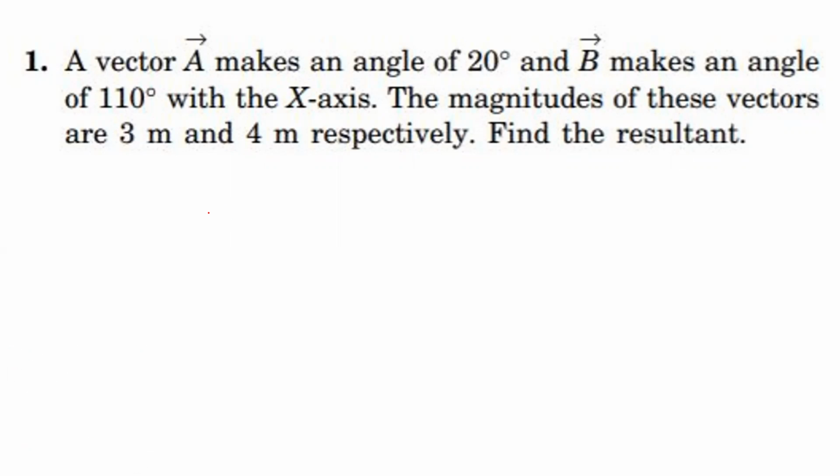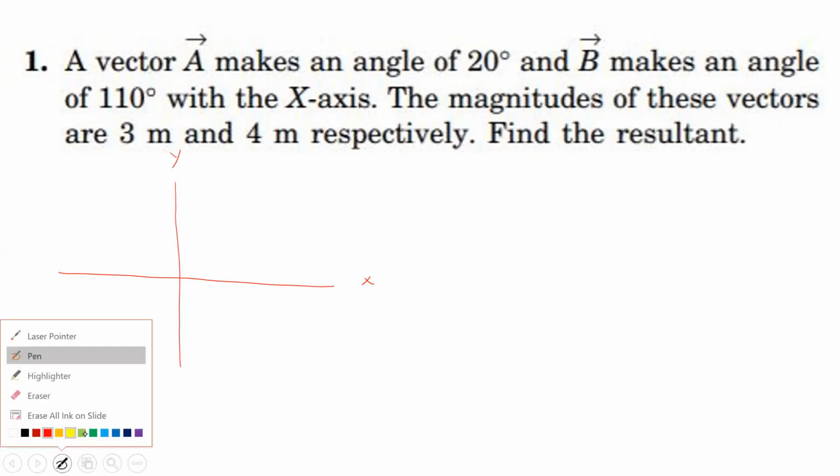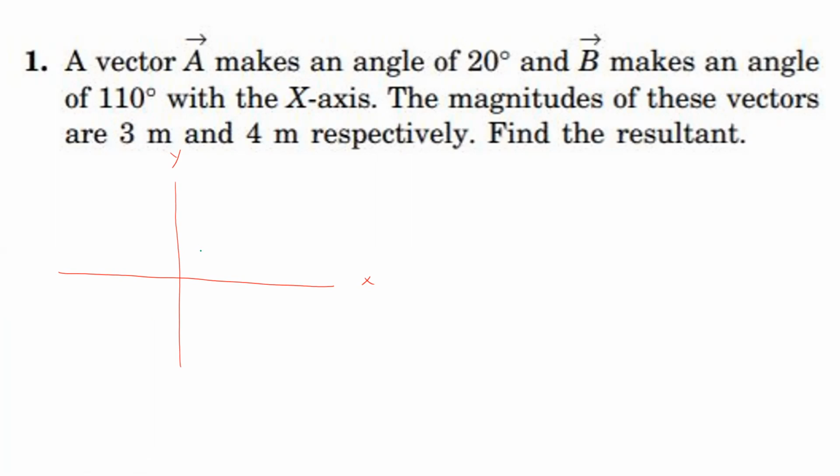Resultant is a vector, so we have to find both magnitude and direction. First of all, we take this as the y-axis and this one as the x-axis. This x-axis, this y-axis we assume, and we represent the vectors A bar and B bar. A bar is given that makes an angle of 20 degrees with the x-axis. This is the A bar we assume.